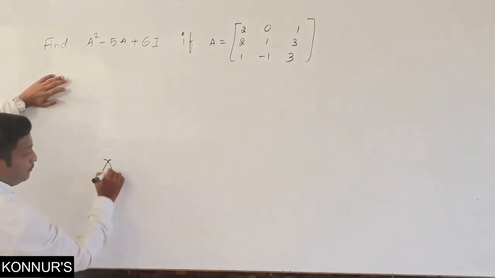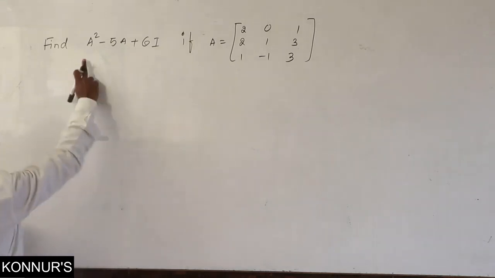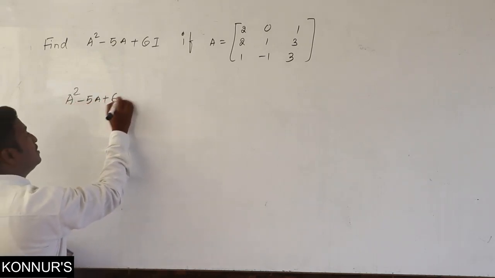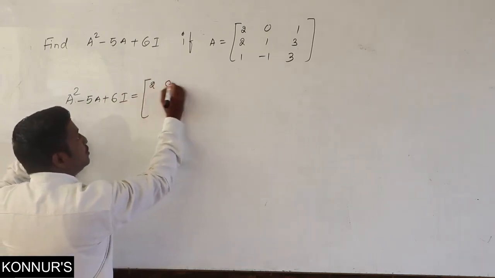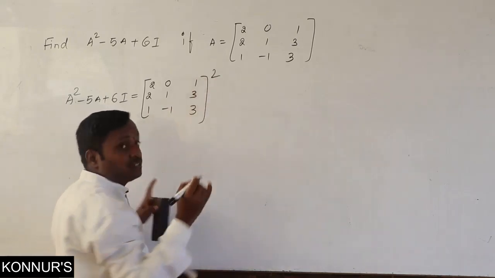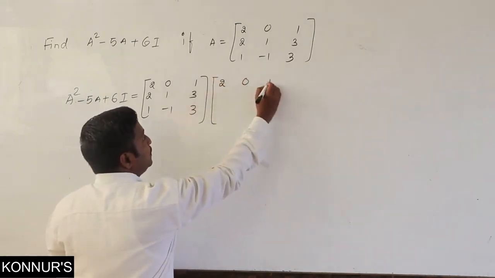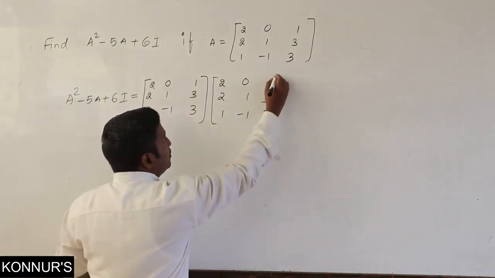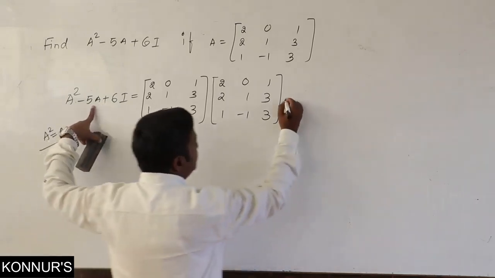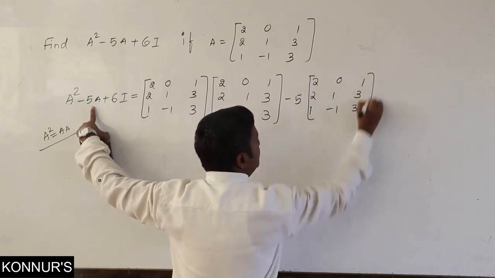A square, if you want to find it out, A into A is nothing but A square. I will write the question A square minus 5A plus 6I. Better, I will write A square as 2, 0, 1, 2, 1, 3, 1, minus 1, 3 into A. Don't write it like this, be careful, don't write the square of that, it becomes wrong. A square is nothing but A into A. So you can rewrite it as A into A, minus 5 times the A matrix 2, 0, 1, 2, 1, 3, 1, minus 1, 3. This is the A matrix.